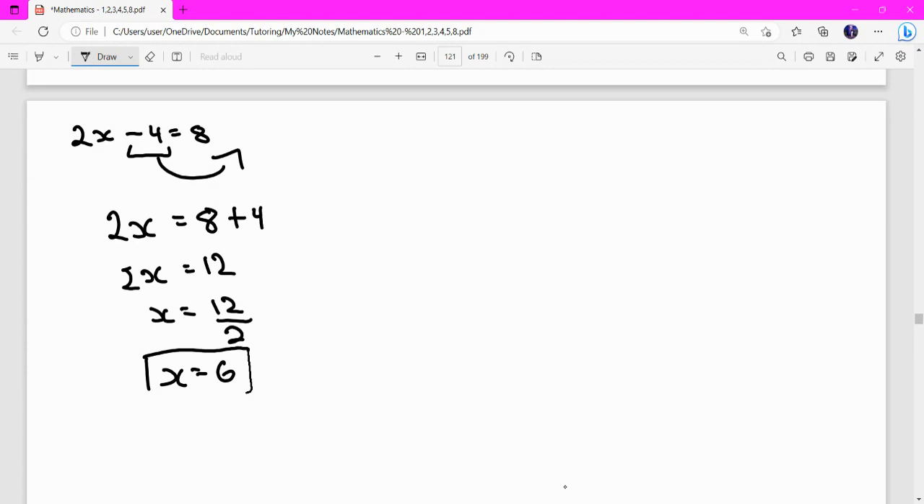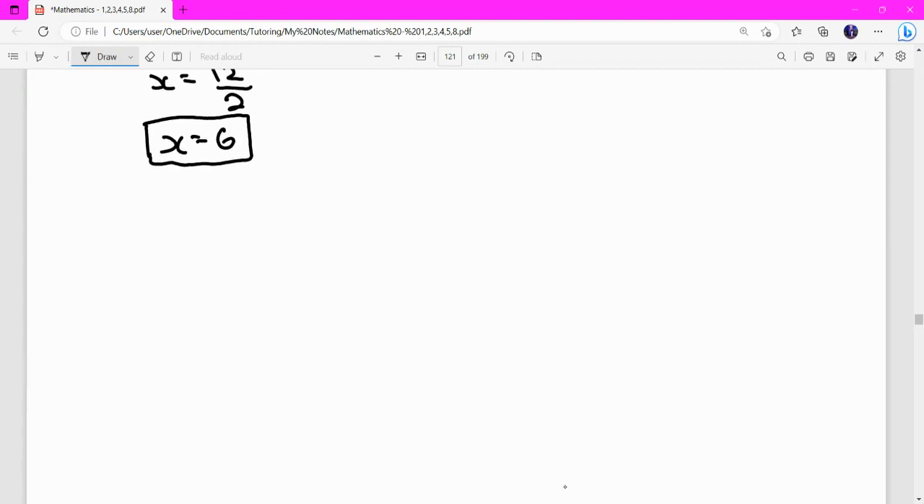So this is just a revision for solving linear equations. We did this already. Alright, now we're going on to simultaneous equations. Now what is a simultaneous equation? Well, let me give you a definition for simultaneous equations now.